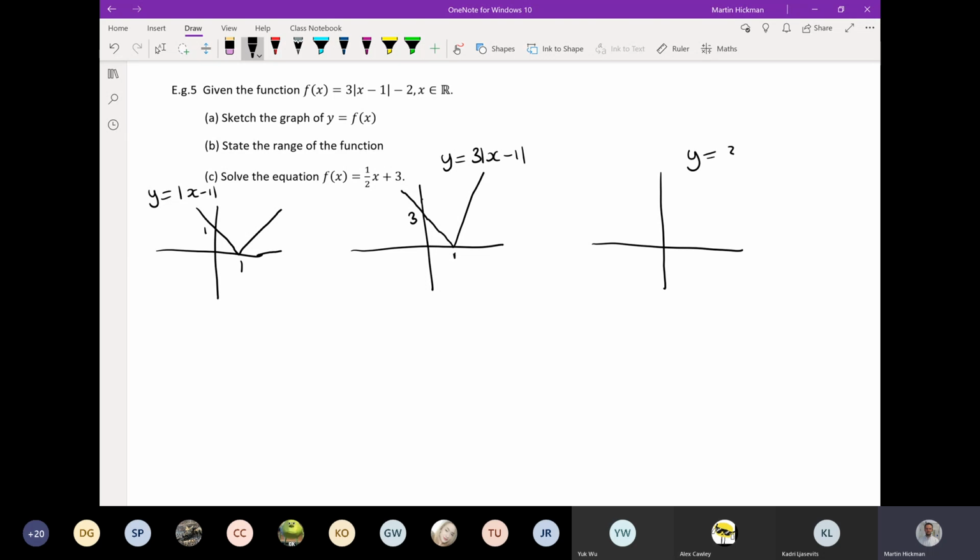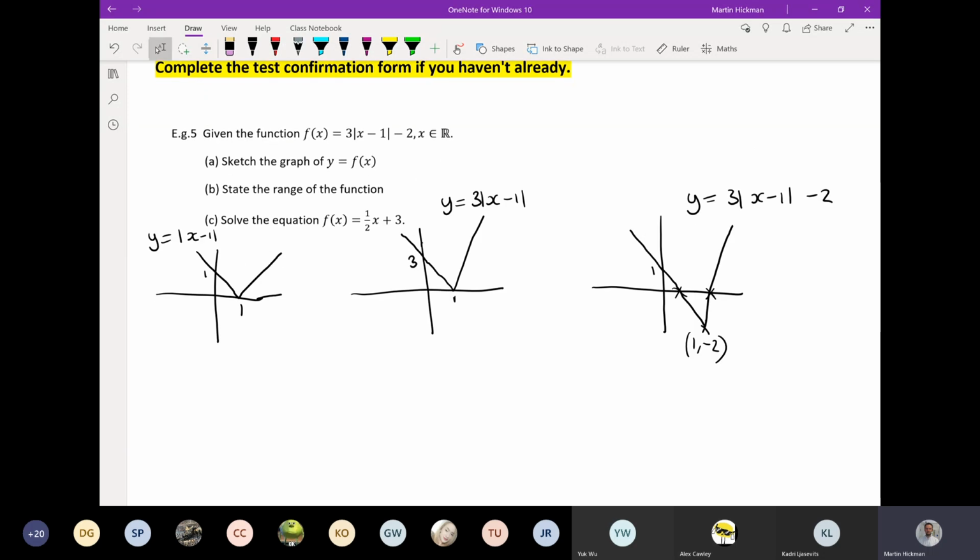Now I'm going to draw y equals 3 modulus of x minus 1 and then take away 2. So I just need to take away 2 from every y value. This intercept here of 3 now becomes a 1. This minimum value here, before this, was at x 1, y 0. X will still be 1, but now the y value will be -2. And because it's a sketch, I should show my intercepts, so I'm going to need to find where it crosses the x-axis.